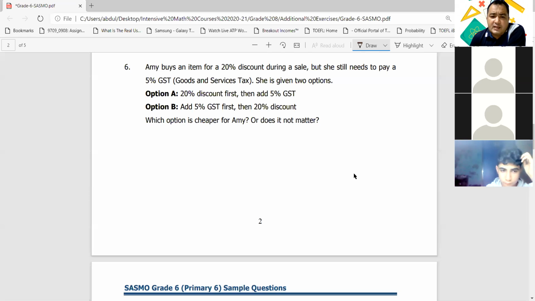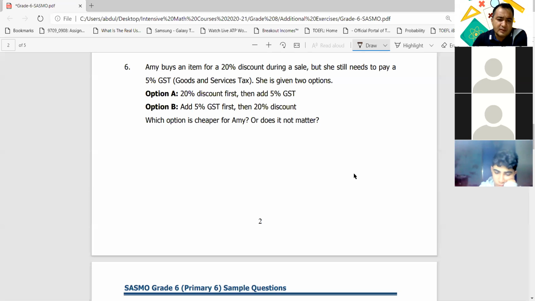So Amy buys an item for a 20% discount during a sale, but she still needs to pay a 5% GST. She is given two options. Option A, 20% discount first, then add 5% GST. Option B, add 5% GST first, then 20% discount. Which option is cheaper for Amy, or does it not matter? I may ask you to solve this, but it may take time. Let me just explain and do this together. Do you understand the question?